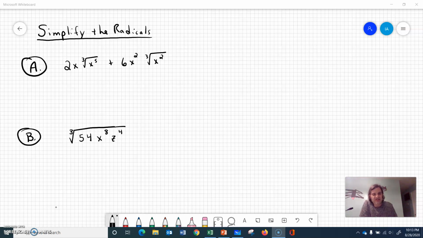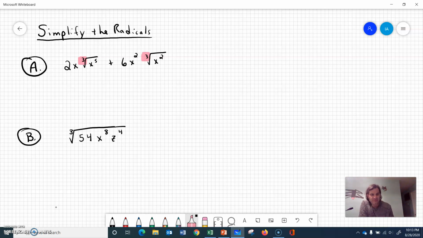The first one, A, here is 2x times the cube root of x to the fifth plus 6x squared times the cube root of x squared. These look different, but the thing that gives us hope is the first one has a cube root and the second one has a cube root. So as long as we can get the same thing under the cube root, maybe we'll be okay.